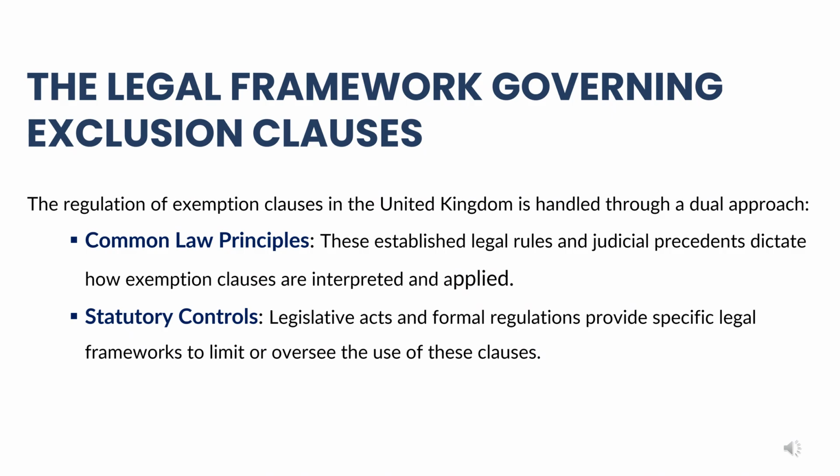The second part of the framework comes from statutory controls. Parliament introduced legislation to provide stronger protection against unfair contractual terms, especially in situations where one party has significantly greater bargaining power than the other. These statutory rules place limits on the use of exemption clauses, and in some cases, make certain exclusions completely unenforceable. They also allow courts to assess whether a clause is reasonable and fair in the circumstances.